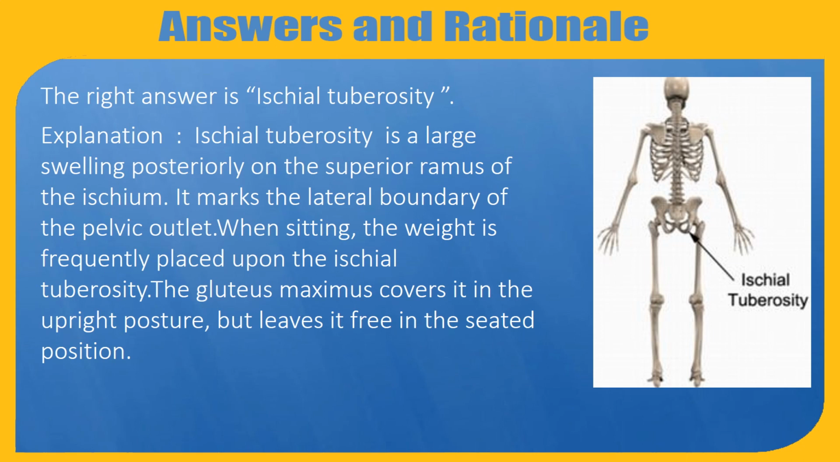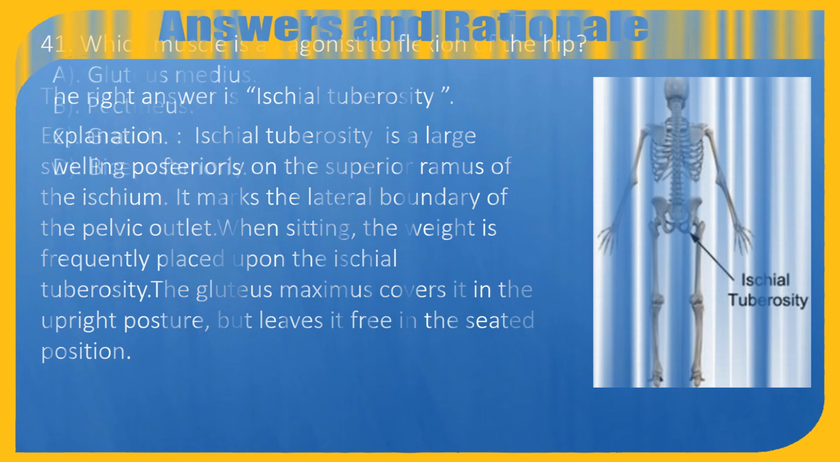Explanation: the ischial tuberosity is a large swelling posteriorly on the superior ramus of the ischium. It marks the lateral boundary of the pelvic outlet. When sitting, the weight is frequently placed upon the ischial tuberosity. The gluteus maximus covers it in the upright posture, but leaves it free in the seated position.